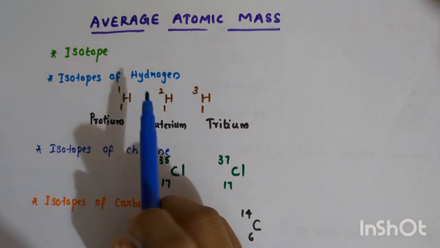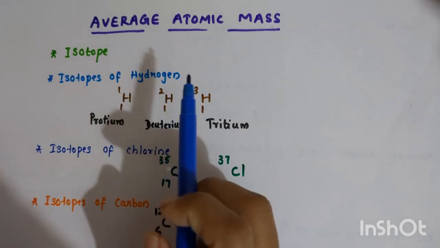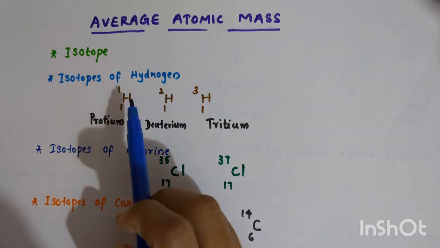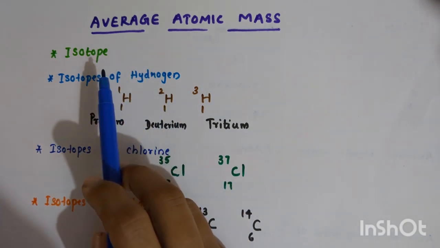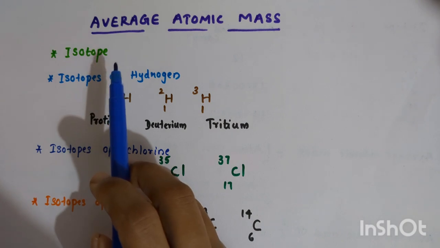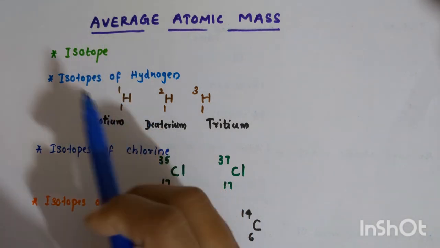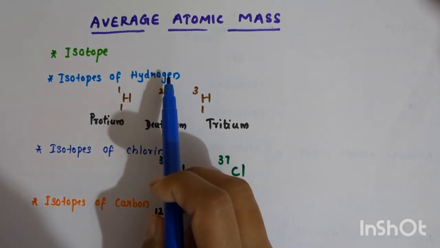Now let us talk about average atomic mass. Many naturally occurring elements exist as more than one isotope. What is an isotope? Isotopes have the same atomic number but different mass numbers. So many naturally occurring elements have different isotopes.